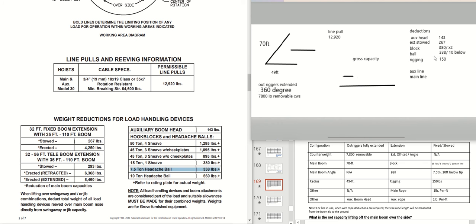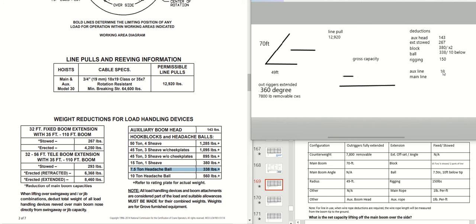And now we know one of two things for our line deduction already. Our ball shows 10 foot below the tip. So 10 foot below tip, we can already automatically deduct. That's going to be a pound a foot times 10 feet. So 1 times 10, that's going to be 10. So that's a 10-pound deduction right there.